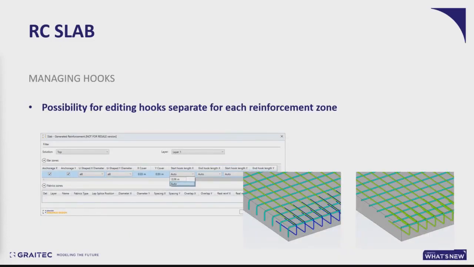And continuing the bar anchoring topic, in the latest version, the window for editing generated reinforcement has been expanded to allow editing anchorage parameters. Separately for each reinforcement zone, we can decide now how we want to consider the anchorage. We can set the details like diameters, cover values. We can also modify the length of hooks. So in fact, we have more options to manage anchoring on each zone.